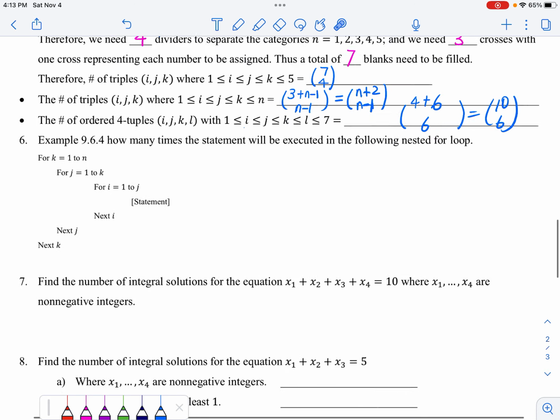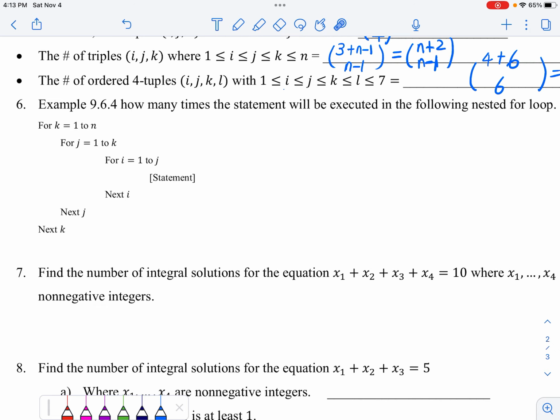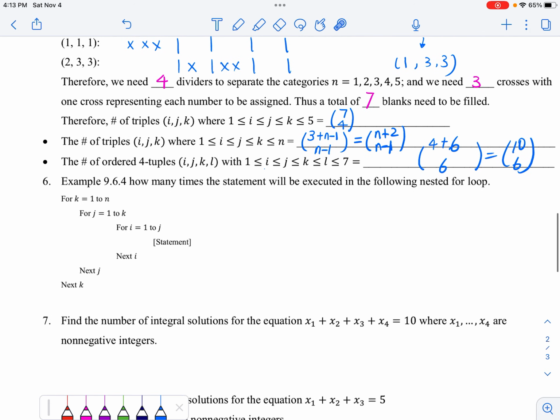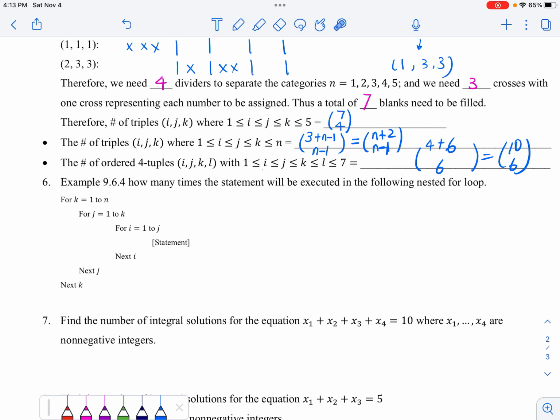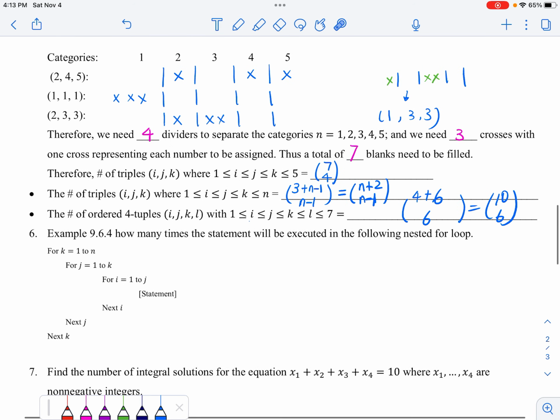Now you'll be surprised how this method can continue to be used in different situations. Let's take a look at the next problem. Oftentimes when you write a program, you have this kind of nest: k from 1 to n, and then j from 1 to k, and then i from 1 to j, and then there's some statement to be executed. The question is how many times this statement will be executed.